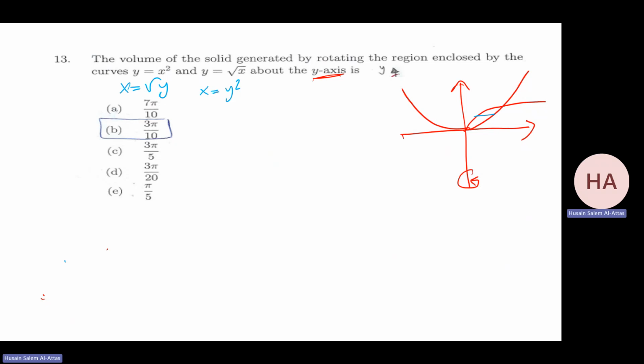It's about the y-axis. Okay. So I have R of y will be what? The square root of y. Small r of y will be y squared, since I need this minus this.